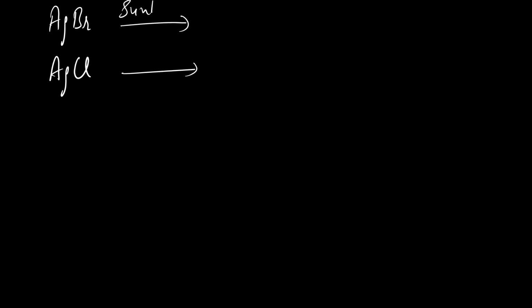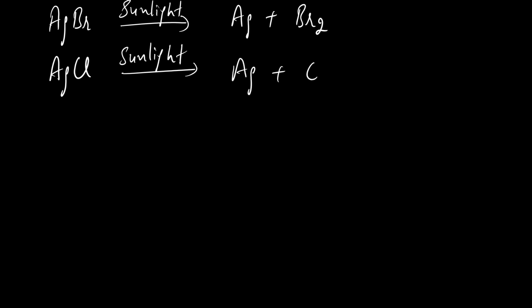Okay, let's see a few more examples. If we have a compound of silver bromide or silver chloride, or any compound of silver, when you keep it in the presence of sunlight, these compounds will decompose. Now let's see what we get as a product. On the decomposition of silver bromide, we will get silver and bromine, while on the decomposition of silver chloride, we get silver and chlorine. So if I write it down in balanced form, it comes to me like this.